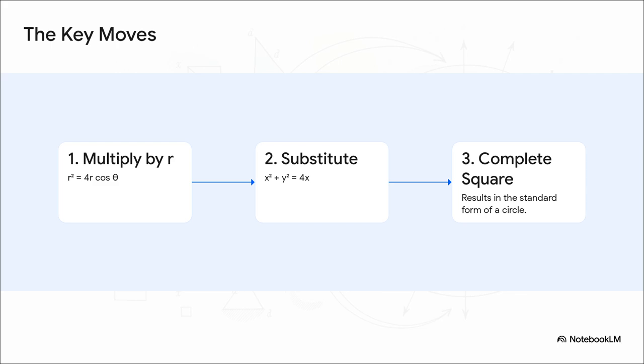And just look at that. We have perfect things to substitute. r squared becomes x squared plus y squared, and r cosine theta becomes x. From there, we do a bit of algebra, using a neat trick called completing the square to rearrange things and get it into a standard form we all recognize.